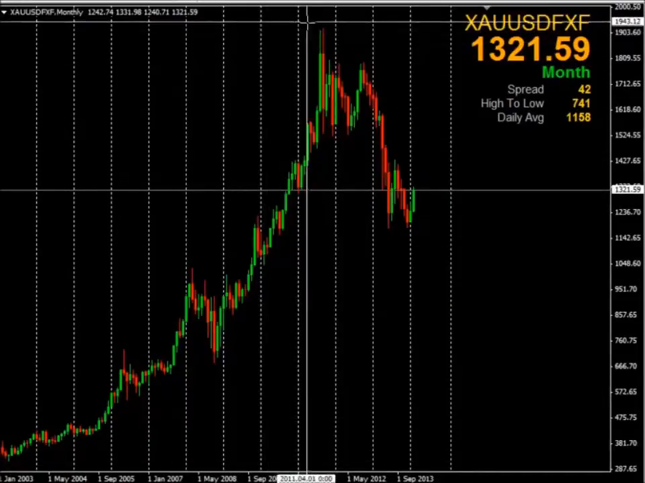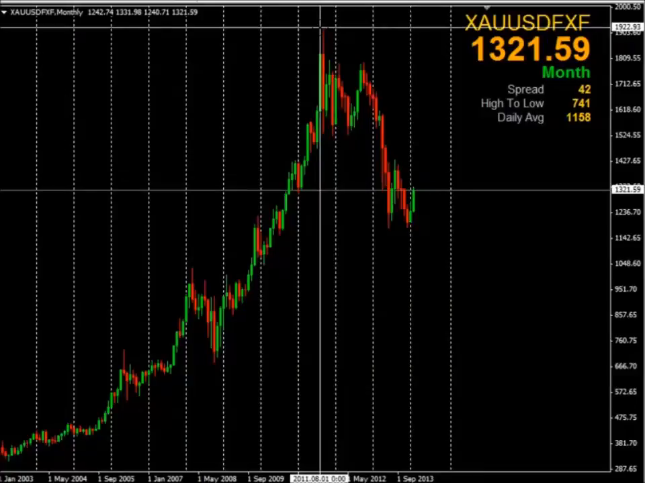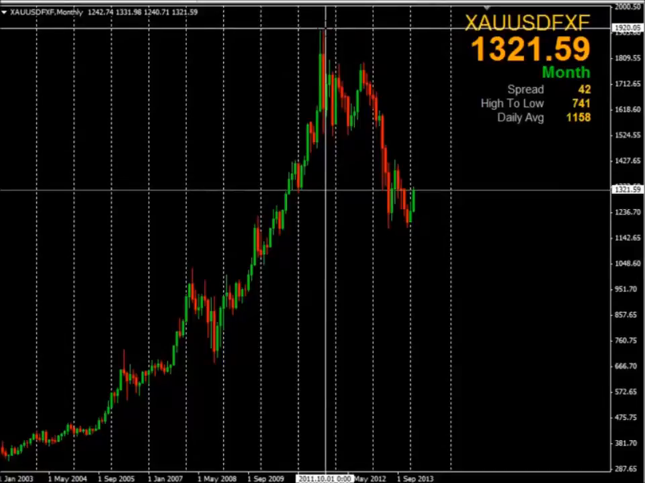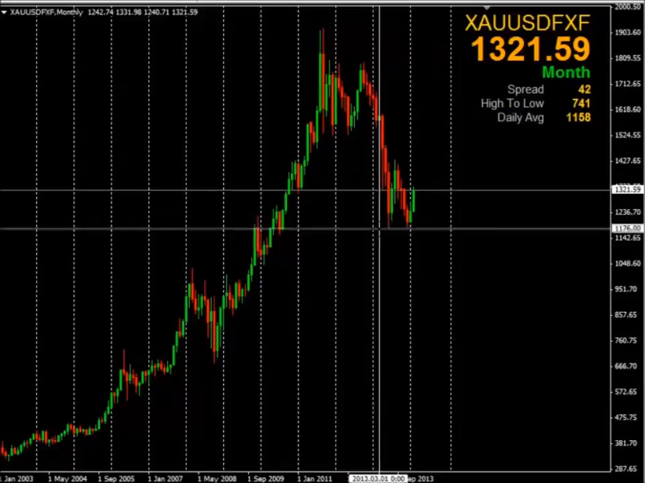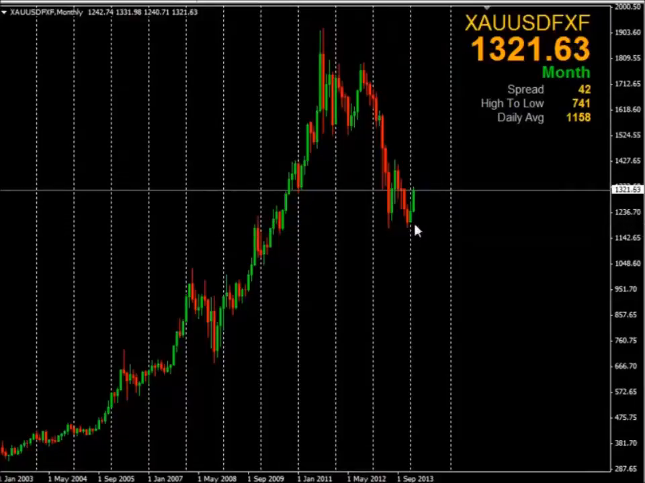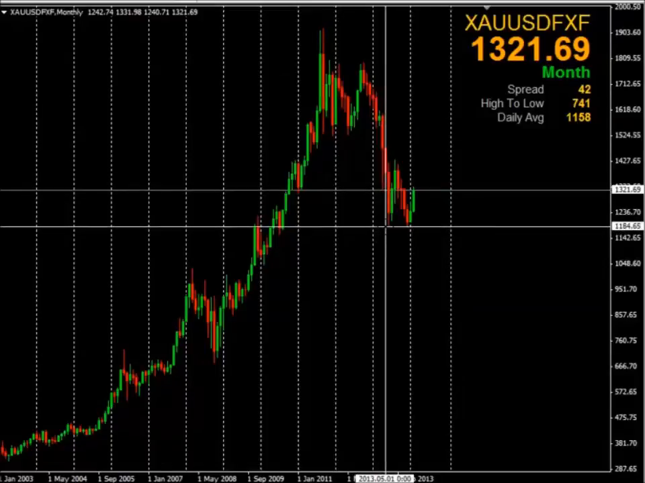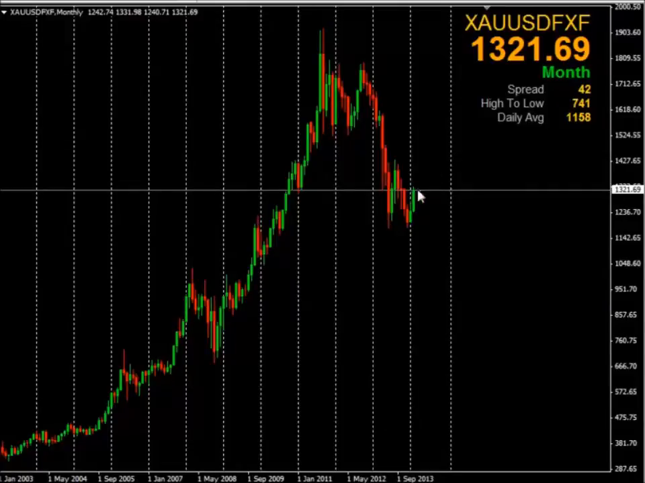It went all the way up over here in 2011. It hit around 1930, and now it's fallen back. And notice here it's what's called a double bottom, as a matter of fact. So it's dropped down to about 1184, and now it's travelling up here. This is where the current price is. This is the line of the current price, and it's displayed here on the top right. So 1321.69. That's the current spot price.